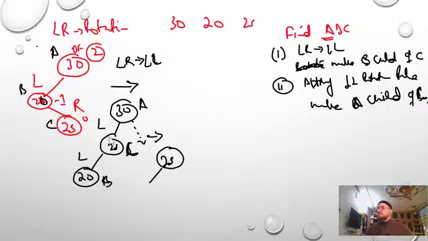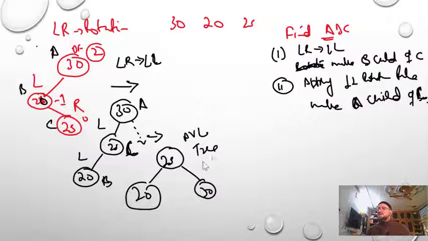I should say make A child of C, because this was C, because I rotated it here, right? C is on top, 25 came here and 20 came down. Okay? So now I will use the left rotation rule, where I find these things. Now A will become the child of C. So 25 comes here, 30 goes down. So 30 goes on this side and 20 goes on this side, and everybody is happy. Everybody's balance factor is 0. So this is my AVL tree, and that too balanced, right?